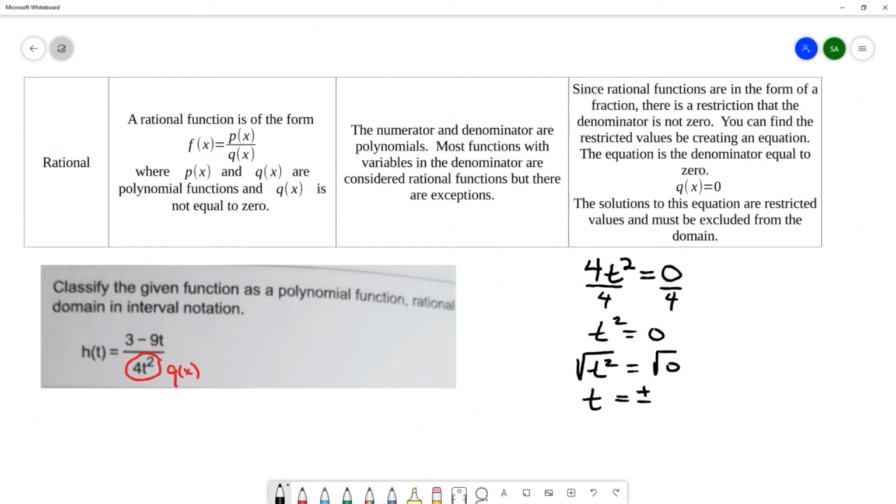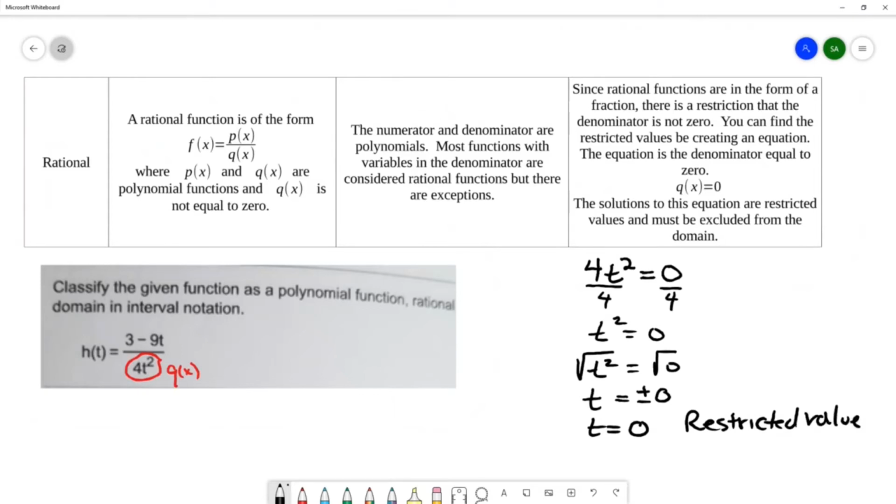And then we want to simplify. Square root of 0 is 0. And because we have a plus and minus on 0, 0 doesn't have a sign, it's a neutral number. So we're going to get rid of that plus or minus symbol and just write 0. So this 0 is our restricted value.